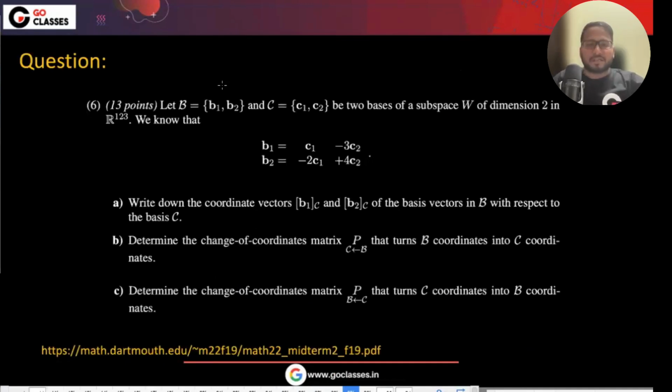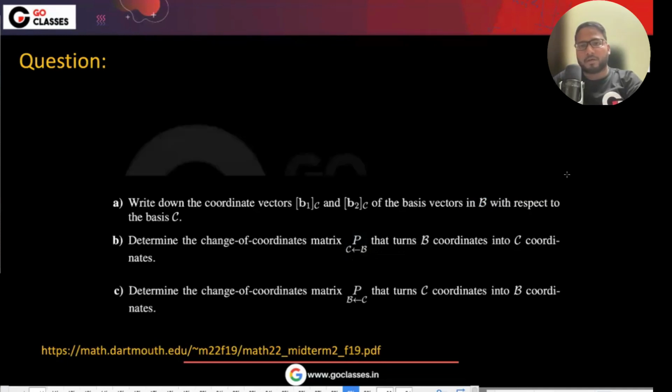Let's see this example. This question I've taken from a standard university, Dartmouth. What they're saying is that you have two bases, B and C. And now they're saying that you want to change the basis from B to C. Let me copy only this much and show you what they're saying.